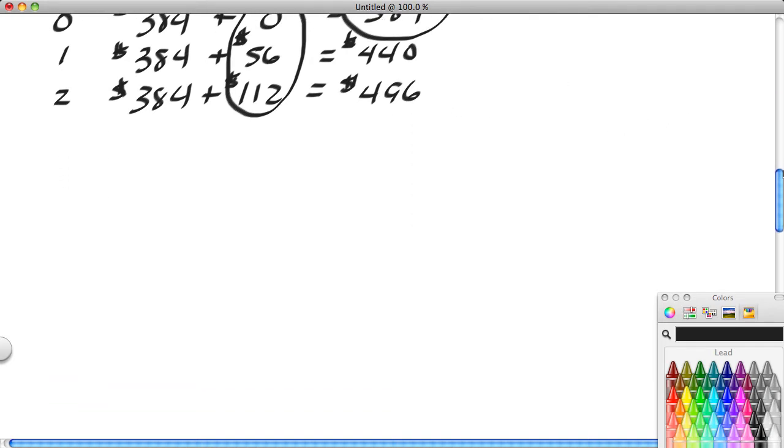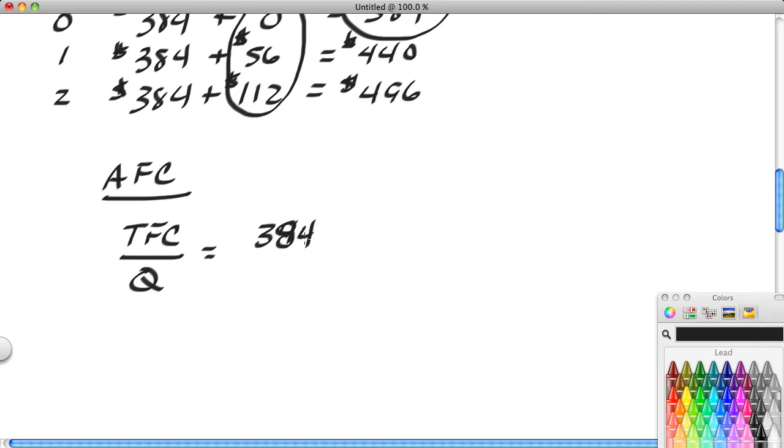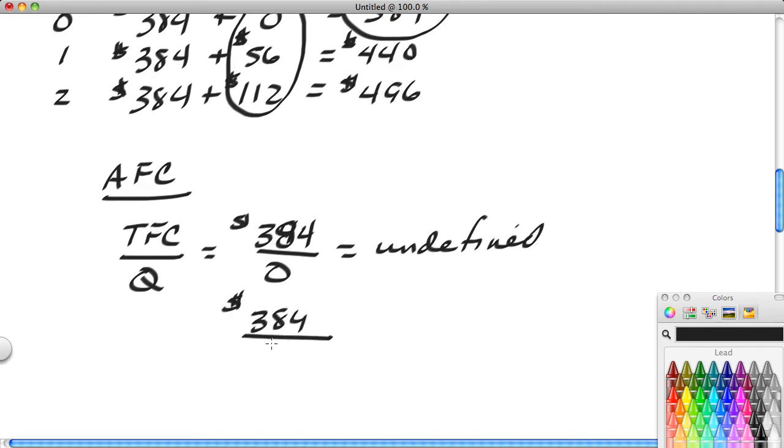Let's keep moving. How do you calculate average fixed cost? Well, any average is the corresponding total divided by Q. So if you take 384 and you divide that by 0, you can't do that. That's undefined. We can't get an average fixed cost for 0 units. But as soon as we begin to produce units, let's say we add the first worker and our output jumps to 8. What do we have here? We've got 384 divided by 8, and that's 48.